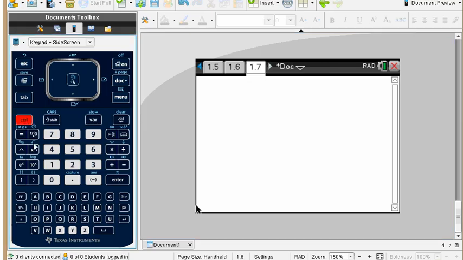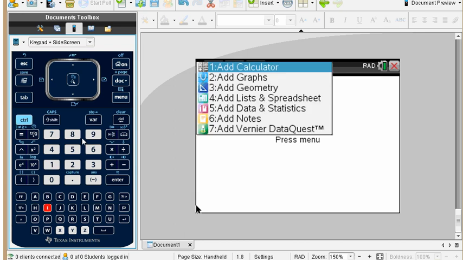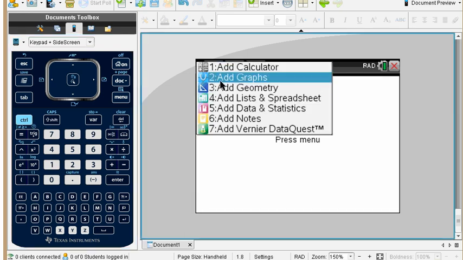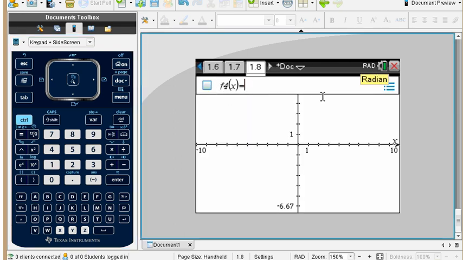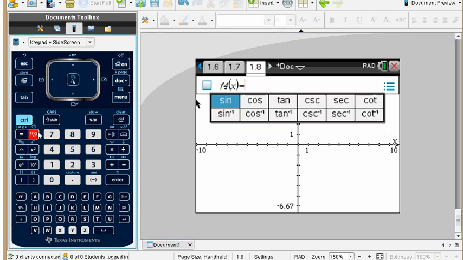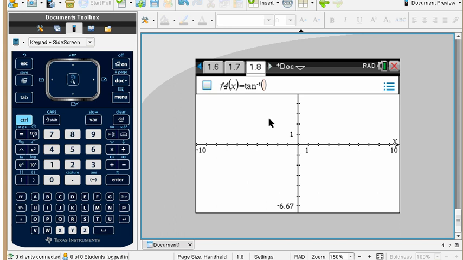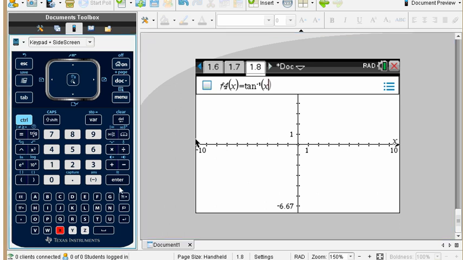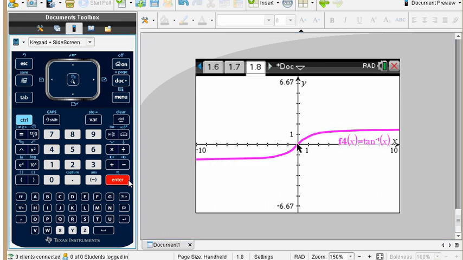We'll graph this, get a page. We say, okay, add graph. We are in radians. So we will say inverse tangent of x. See what that looks like. So we have that. We have the line y equals 3. So we can put that in there as well.